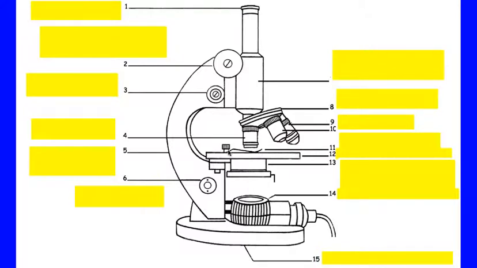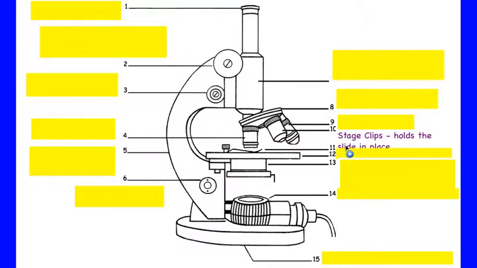Down here we have this little piece right here, number 11, which is called the stage clip, and that's going to hold our microscope slide in place. And the stage, this little area right here, number 12, is actually going to hold or support the slide. So we're going to set the slide on the stage and clip it down with the clips.